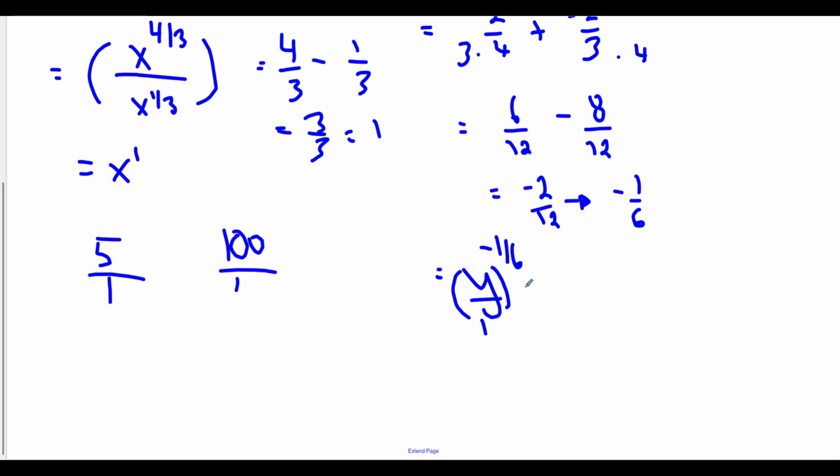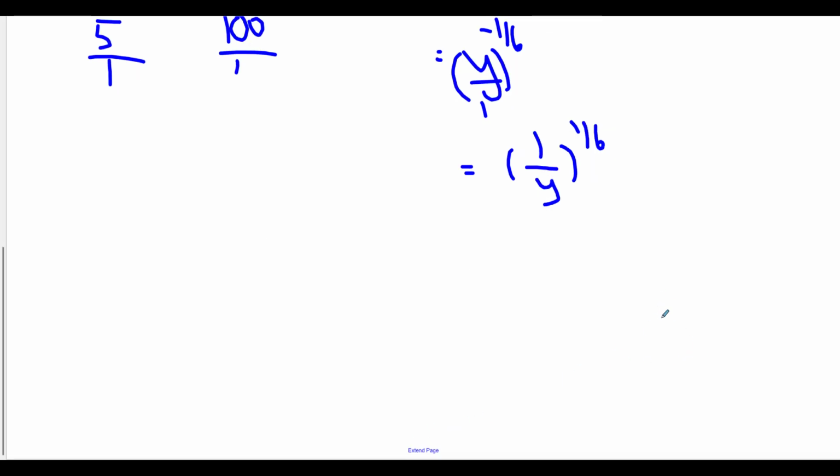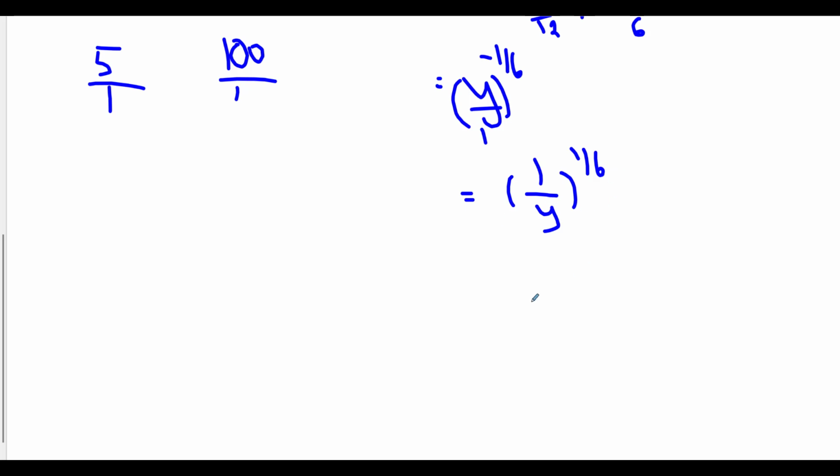And now, y over 1 is to the power of negative 1 over 6. If I flip the fraction, what this does is it changes the exponent from a negative exponent into a positive exponent. So this is the final answer, 1 over y to the power of 1 over 6. Or if you just want to write it like this, that is also acceptable.